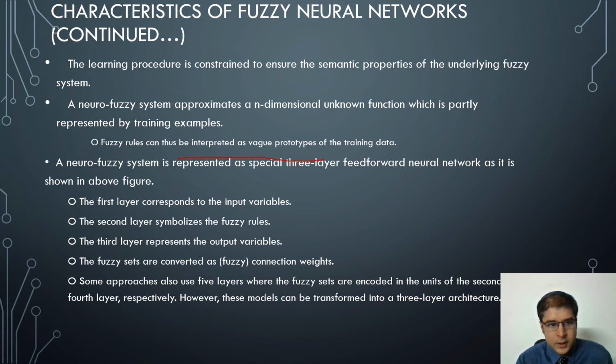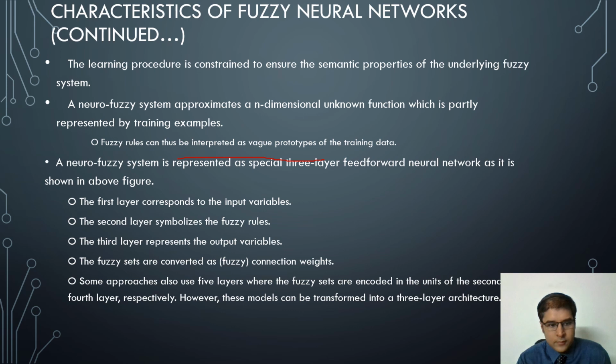And first one is the learning procedure is constrained to ensure the semantic properties of the underlying fuzzy system. So basically the fuzzy system is bound in its limits in the input set consideration. Third, a neuro-fuzzy system is represented as a special three-layer feed-forward neural network as it is shown in the figure. The first layer corresponds to the input variable, the second layer symbolizes the fuzzy rules, the third layer represents the output variables, and the fuzzy sets are converted as fuzzy connection weights.